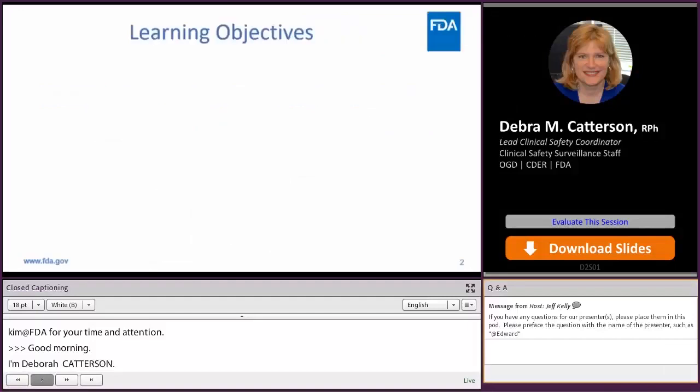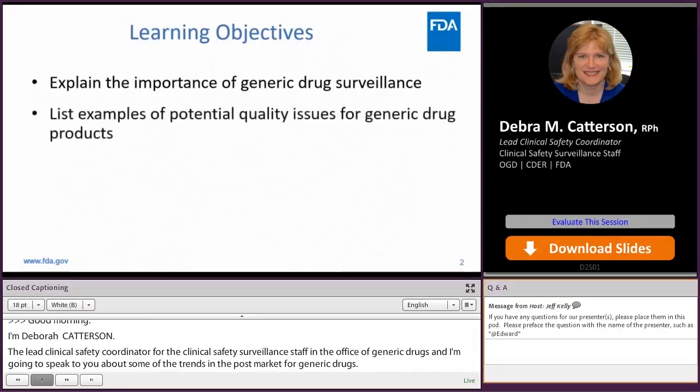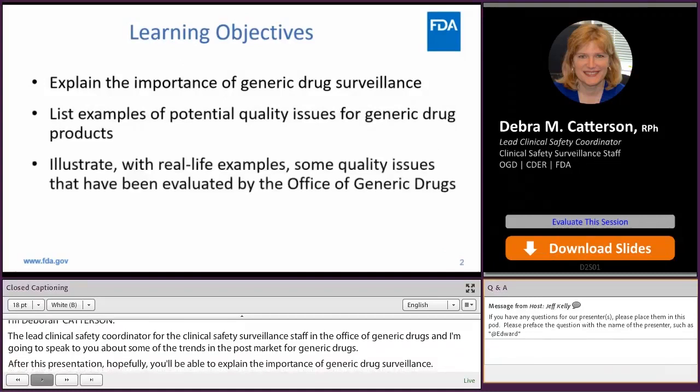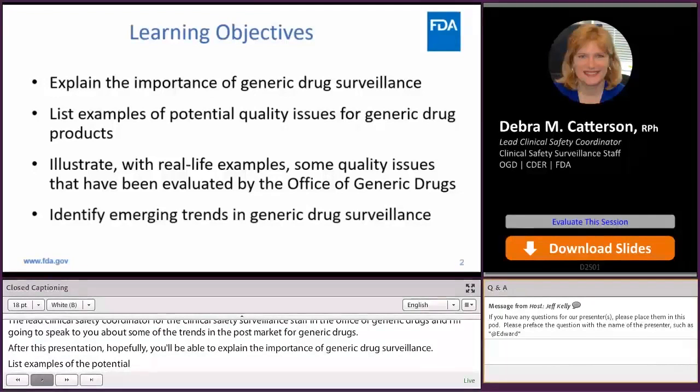After this presentation, hopefully you will be able to explain the importance of generic drug surveillance, list examples of potential quality issues for generic drug products, and illustrate with real-life examples that I will share with you some quality issues that have been evaluated by the Office of Generic Drugs. And lastly, identify emerging trends in generic drug surveillance.